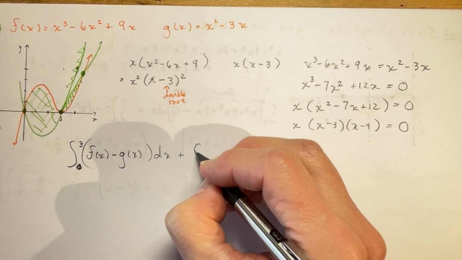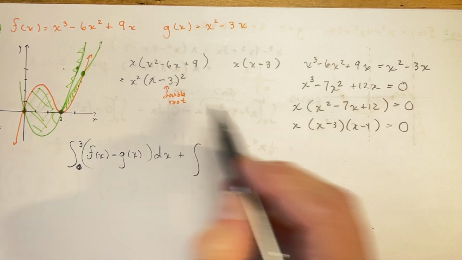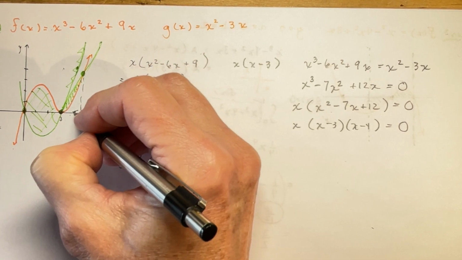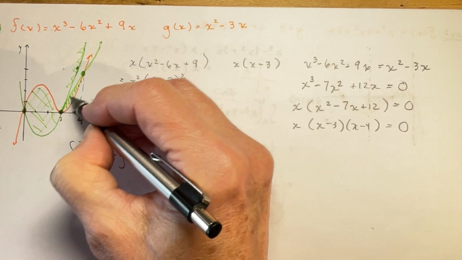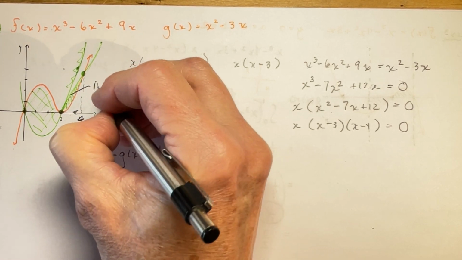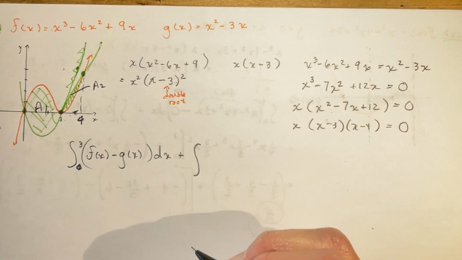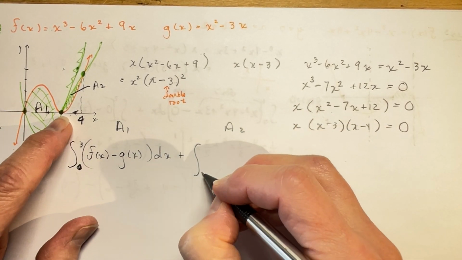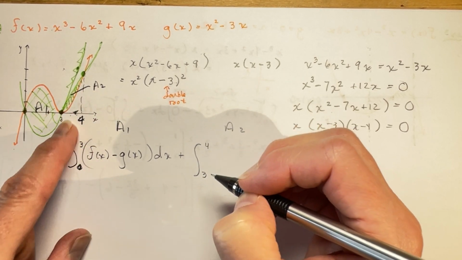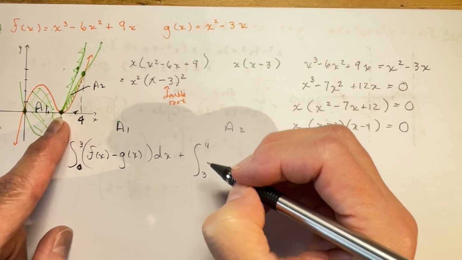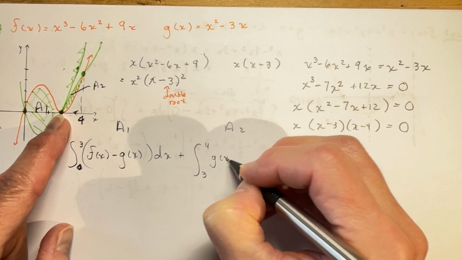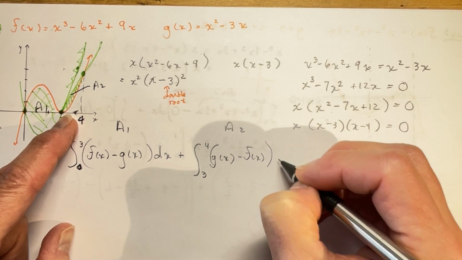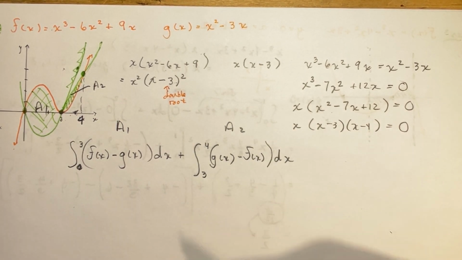And the second part is going to go between 3 and 4, our point of intersection. So I'm just going to make this here so you know what we're talking about. So this little green part in here, this is area 2, this is area 1. Area 1 plus area 2. And that's going to go between 3 and 4. Now this time, look, the green line was above. The green line is g at x. So I'm going to do g at x minus f at x dx.